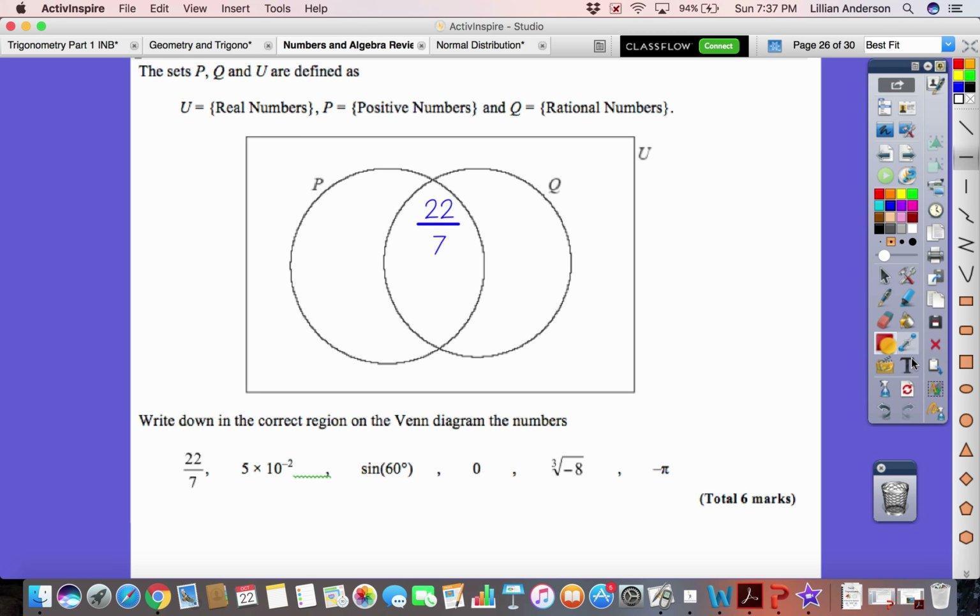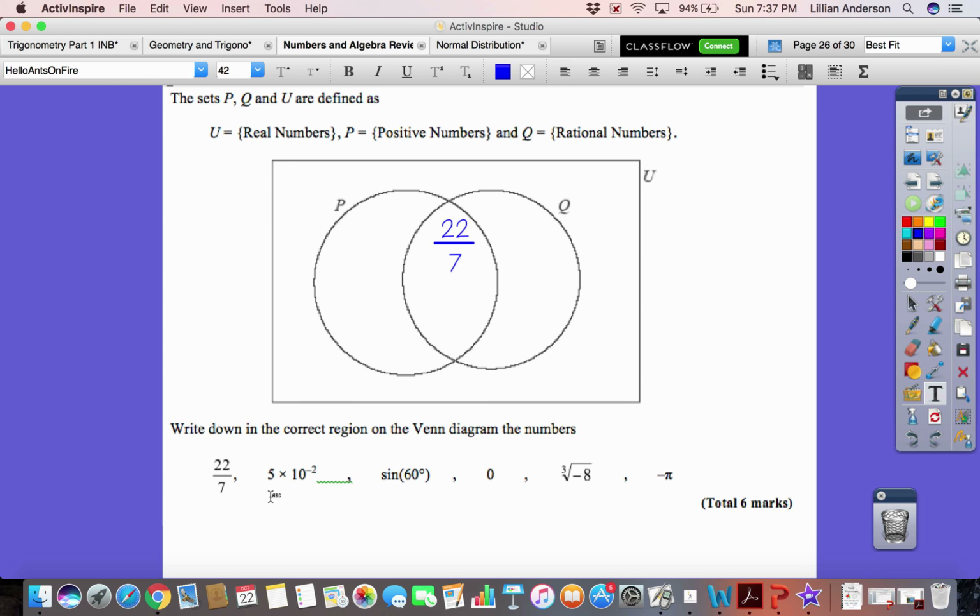Okay, the next one, 5 times 10 to the negative 2. If you wanted to write it out, this would have been your decimal because you take the decimal and you move it back 2 places. Okay, this right here, if you typed it into your calculator, it would have been converted into a fraction. So not only is it a fraction, but it's also a positive number. So it should have went into the middle as well.